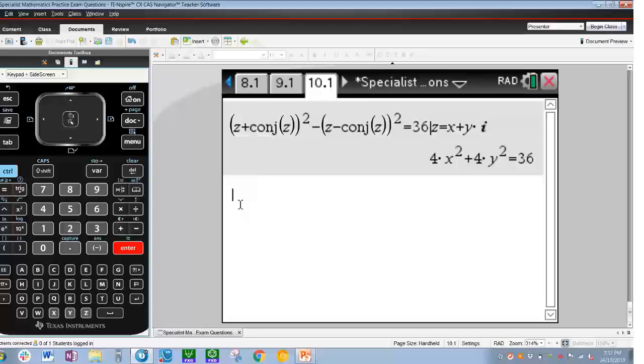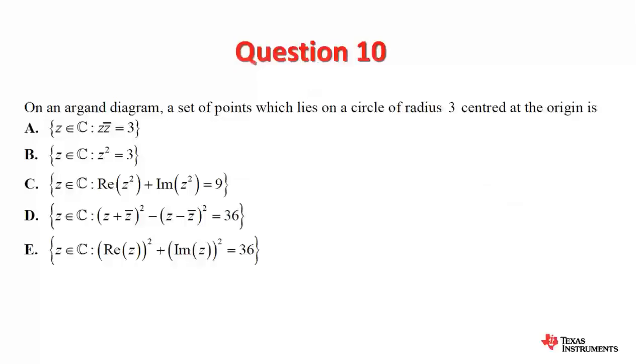Okay, this looks quite promising. I'm going to now simply divide everything by 4. And what do you know? We have x squared plus y squared equals 9, which is certainly a circle of radius 3 centered at the origin. So the option is D. This is a question which is similar to 2010 Exam 2 Question 10, which only 28% of students got correct.